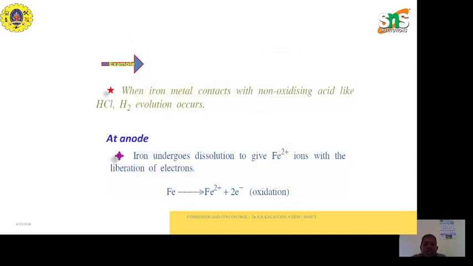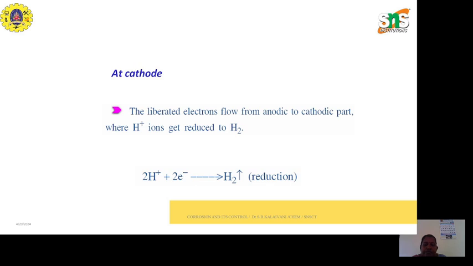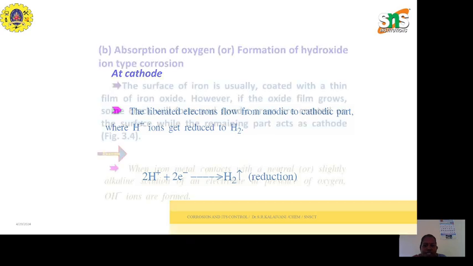When iron metal contacts a non-oxidizing acid like hydrochloric acid, hydrogen evolution occurs. At the anodic part, iron gives Fe2+ ions plus 2 electrons. At the cathodic part, the liberated electrons flow from the anodic to the cathodic part, where hydrogen ions get reduced to molecular hydrogen, that means H2 evolution occurs.